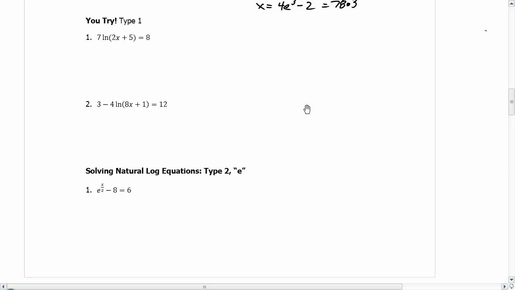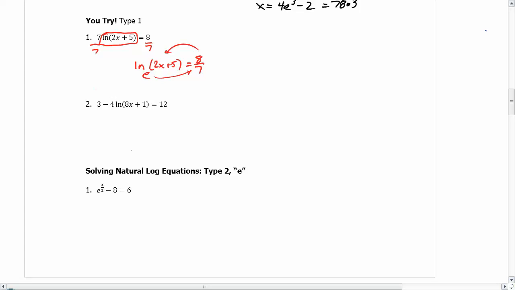Okay, both of these u-tries would work out the same way. I'm going to take you up to the step where we have the log by itself, then I'll let you solve the rest on your own. Okay, this ln needs to be by itself. So we need to get rid of that 7 over 7 over 7. So really what we have is ln of 2x plus 5 equals 8/7, which you can divide out, get the decimal if you want. Okay, next step would be e and do all that.